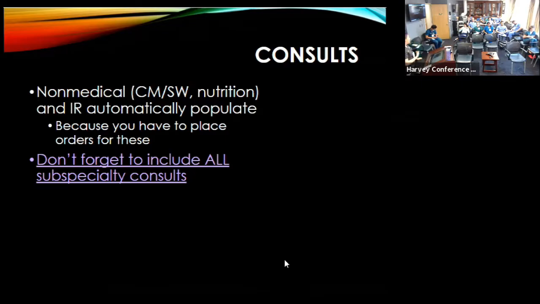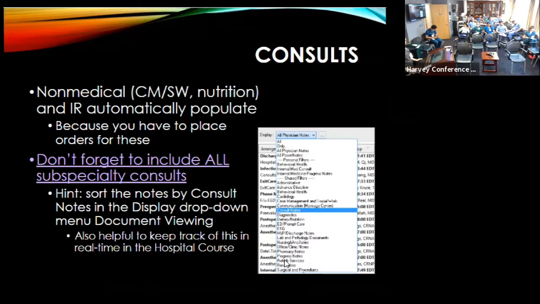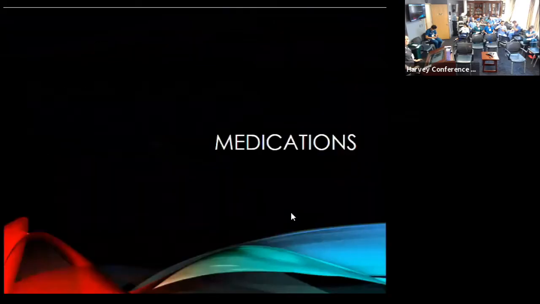Were they seen by critical care? Were they seen by cardiology? And if you've forgotten, if it's been a long hospital course and you can't remember all the different consults that saw them, same idea. Go to your drop-down menu, click on consult notes, and you'll see all the different specialties that listed an initial consult note. Then all you have to do is type out the name, endocrine, GI, whatever. Quick way to do that. Also helpful to keep track in real time.